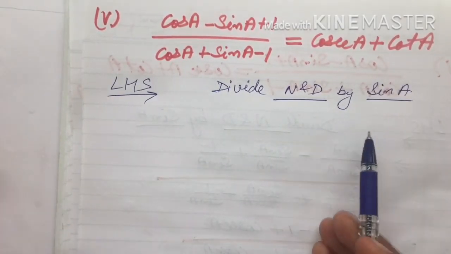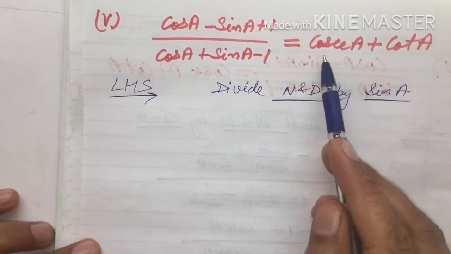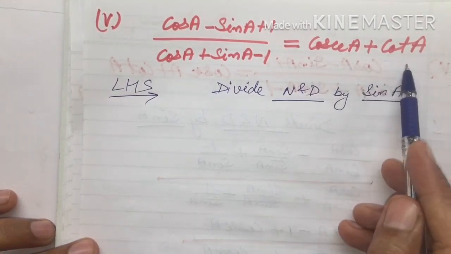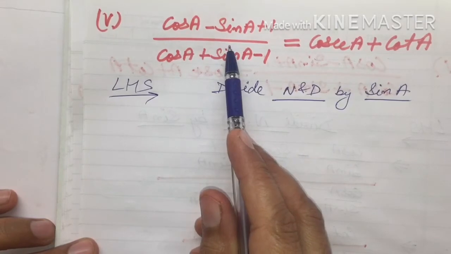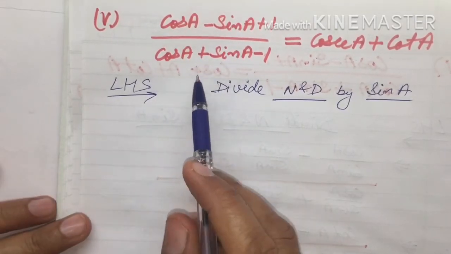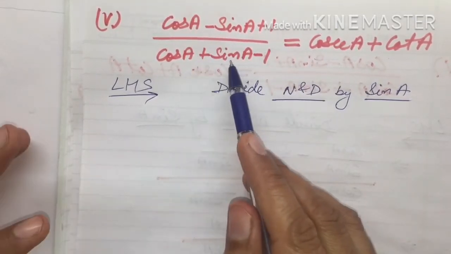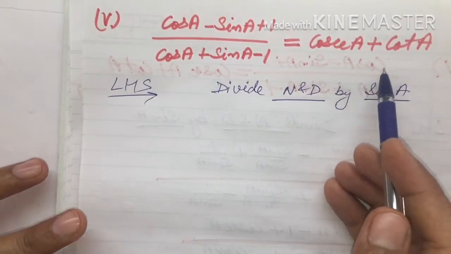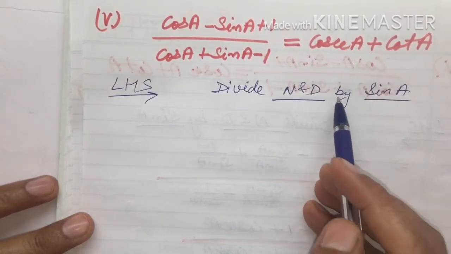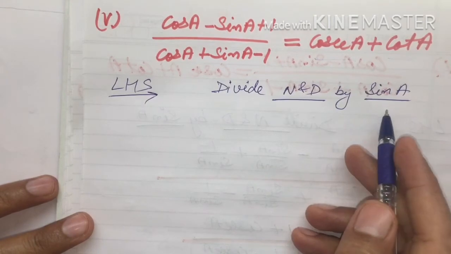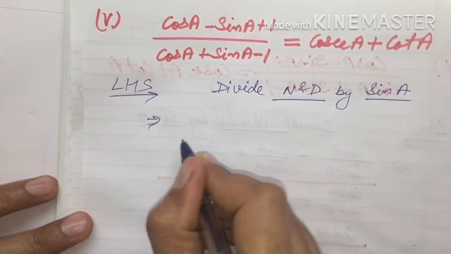So why are we doing that? Because on the right side cosecant and cot are there, and on the left side cos and sine are there. So we need to change cos and sine into the form of cosecant and cot. For that we need to divide the numerator and denominator by sin A. Let's see what will happen.